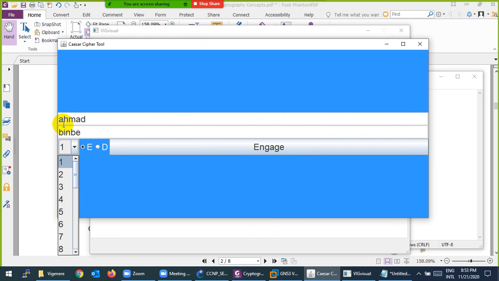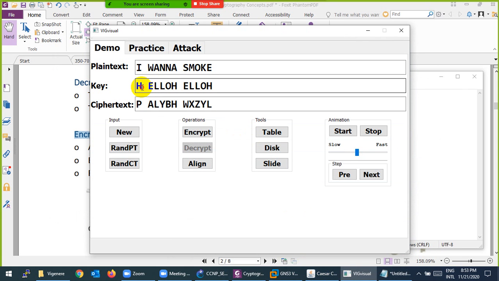So if A is shifted, it will be B. If H is shifted, H will become I. M after M, 1 shifted is N. So it was using shifting of the letters, but here it's using the keyword hello. It's my key. If I make it slow and show you, let me start.